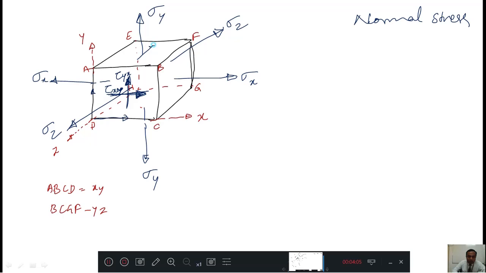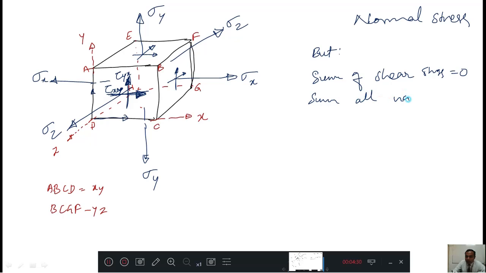Like that, here I can mark two shear stresses. Here I can mark two shear stresses. Like that, for all six surfaces I can mark shear stresses. But a very important note is that the sum of all shear stresses must be equal to 0. Then the sum of all normal stresses must be equal to 0.